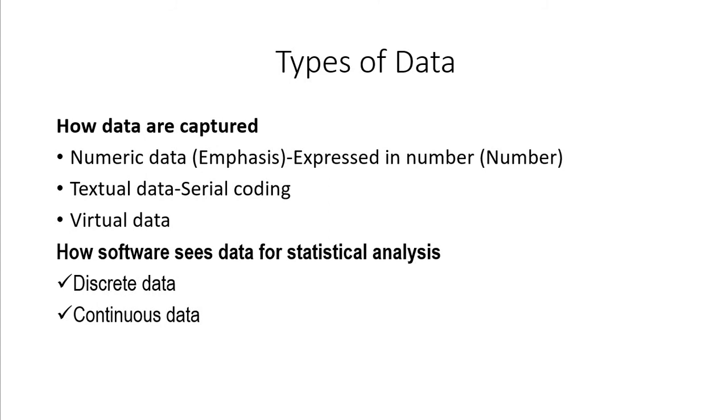Then we also have what we call the virtual data. For virtual data, we are talking about data that are produced in imagery form. Such data are much more complicated and complex and go beyond the scope of this analysis. Normally, they are used in huge data sciences to be able to detect variations, to be able to spot trends and all those things. So for the purposes of how data are captured, at least we have these three types to consider.